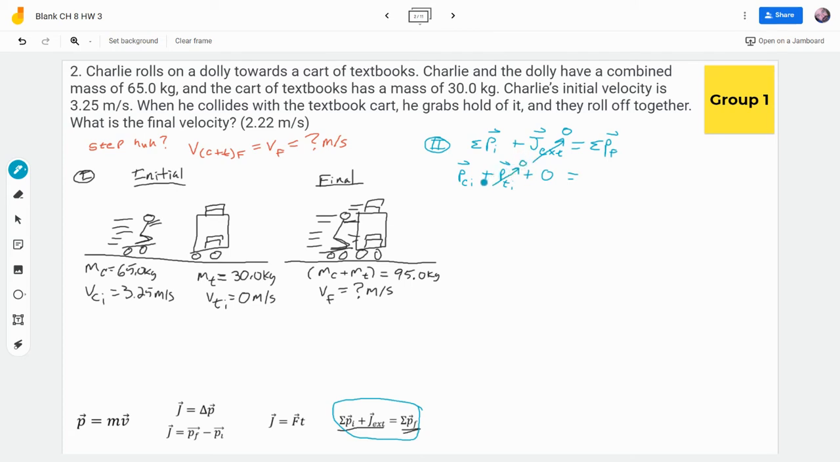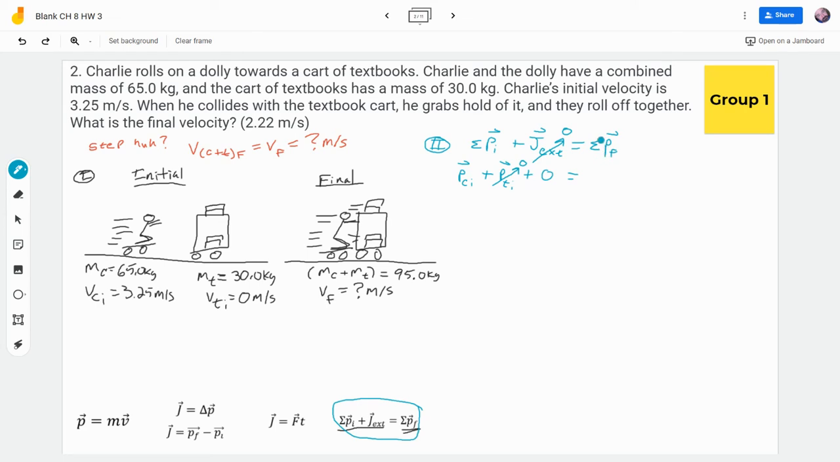I could have saved some time by not writing that, but I wrote it here because in general, when you're doing these problems, it is possible for both things to be moving. So I'm showing you how to do this. I'm showing you to just include all the terms. And then now we realize one of them is 0, so you cross it out. But yeah, it is possible. The cart could have been rolling to the left towards Charlie, for example. But in this one, it's 0, so you cross it out.